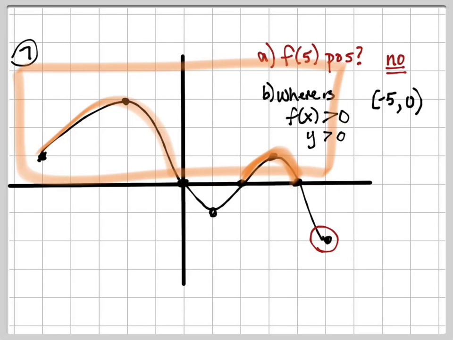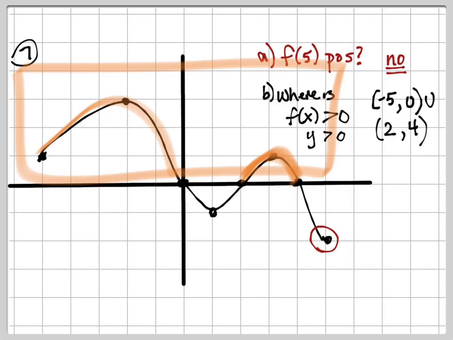And then I dip down underneath the axis, and then I keep going, and then when I get to the x value of 2, again, I'm above the x-axis until I get over to 4, where I hit 0 again, and then I dip down below. So these are the values where f of x is greater than 0.